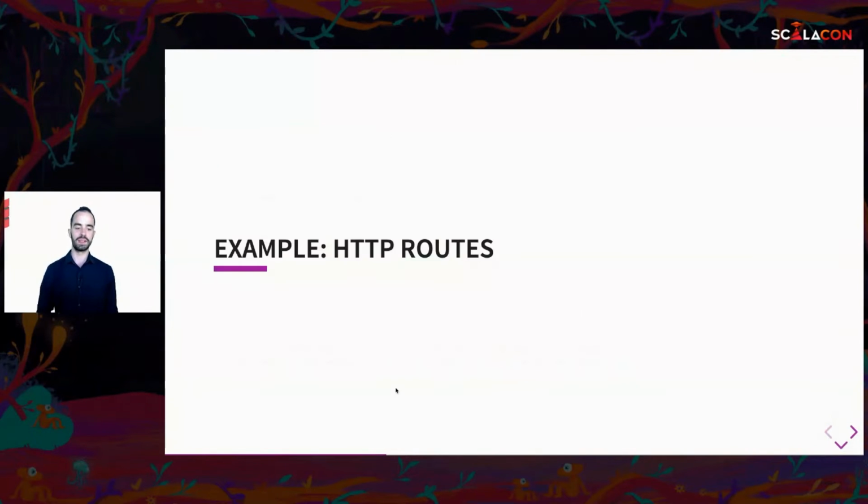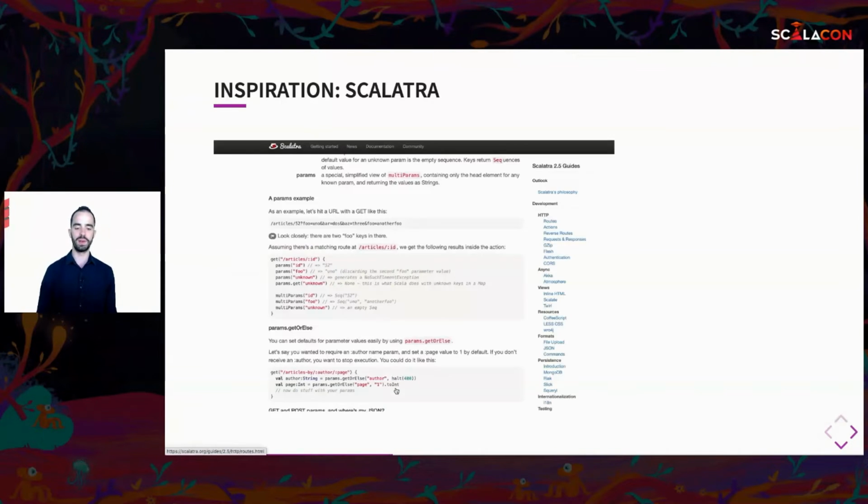Okay, we will now see another example which is similar, which allows us to strongly type routes. That's the typical thing we would have in an HTTP server, and the inspiration I used here is Scala. It's a Scala library that is used to write HTTP servers. And as you can see, you define a route using, now you're familiar with that, it's similar to the printf example and to the regex example.